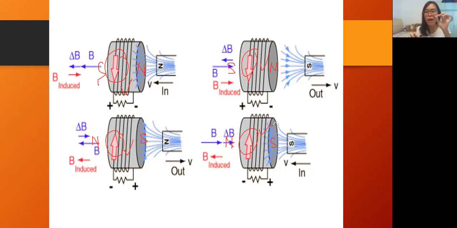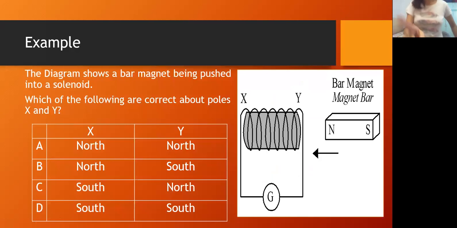Remember, towards each other, or in other words, the magnet is going in, then the end part of the solenoid is in the same polarity as the magnet. If it's going out, then the end part of the solenoid will be in a different polarity from the magnet. Then once you identify the polarity, you use the right hand grip rule to identify the direction of the current. Can you follow here? Okay, next. Can you tell me what is the answer here?